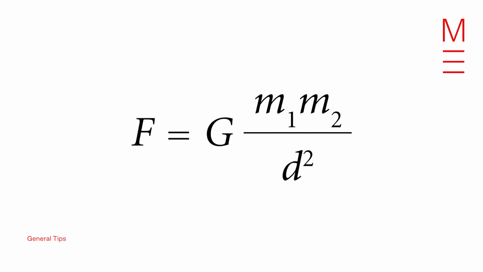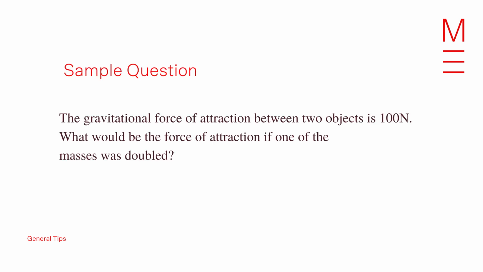Let's say I'm then asked the following question. The gravitational force of attraction between 2 objects is 100 newtons. What would the force of attraction be if one of the masses was doubled?